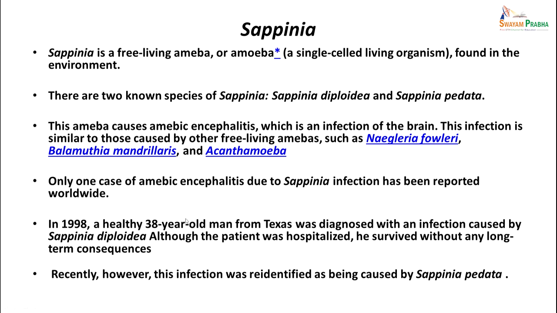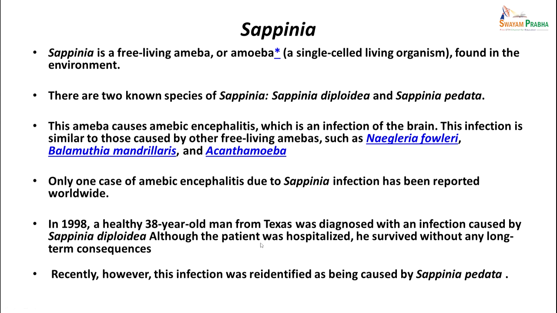Another organism, Sappinia, which has recently been understood to cause a similar infection, is again a free living amoeba found in the environment. There are two known species of Sappinia, Sappinia diploidea and Sappinia pedata. The amoeba causes amoebic encephalitis, which is an infection of the brain. The infection is similar to other free living amoebae infections such as Naegleria, Balamuthia, and Acanthamoeba infections. Only one case of amoebic encephalitis due to Sappinia has been reported worldwide.